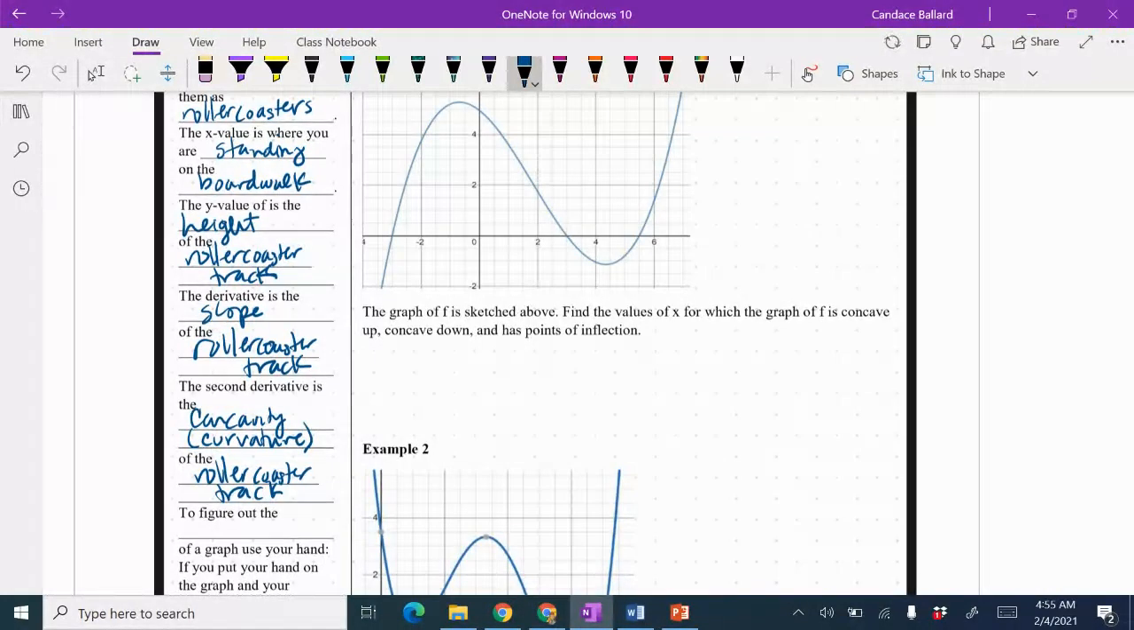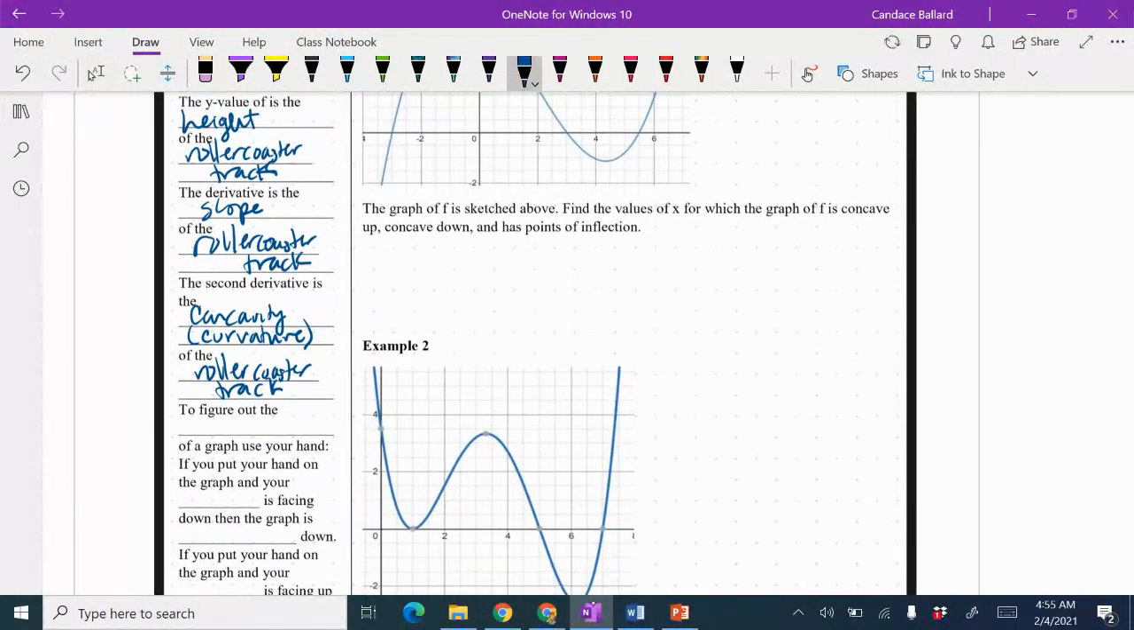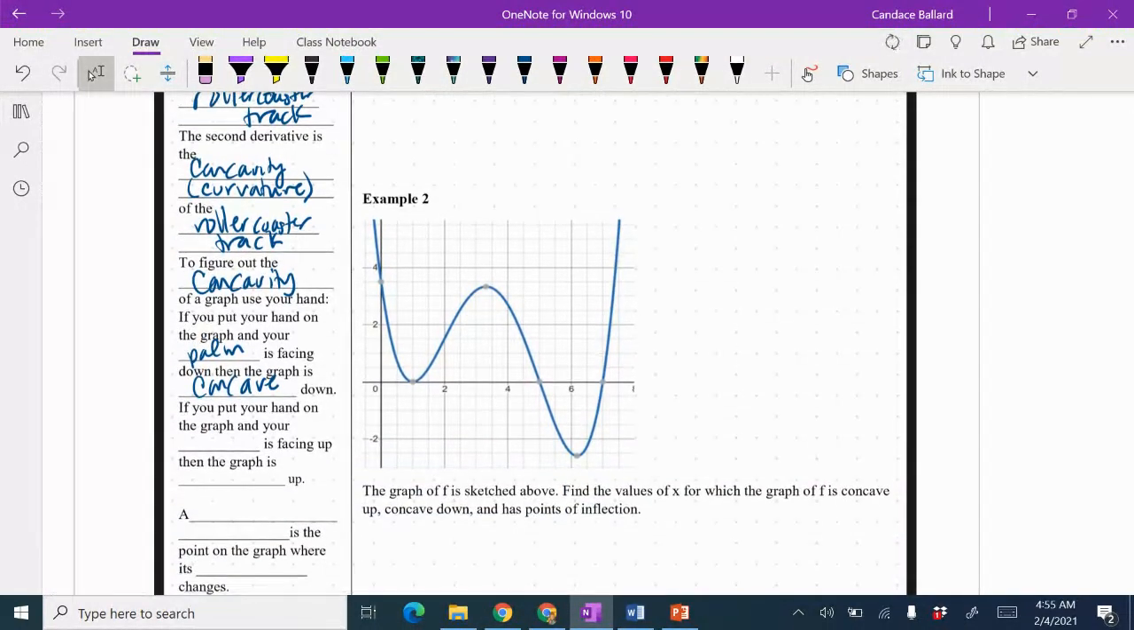To figure out the concavity of a graph, use your hand. If you put your hand on the graph and your palm is facing down, then the graph is concave down. If you put your hand on the graph and your palm is facing up, then the graph is concave up.